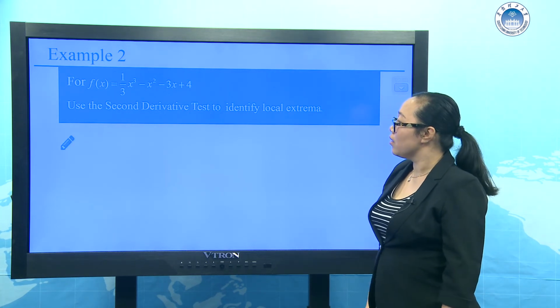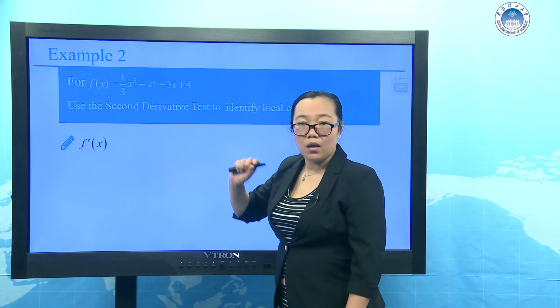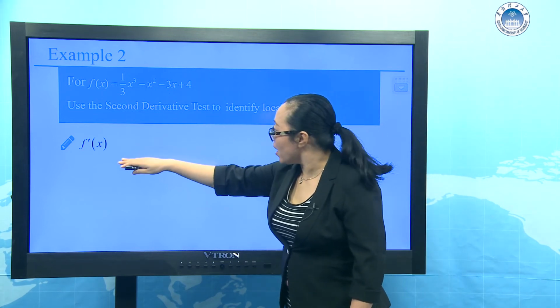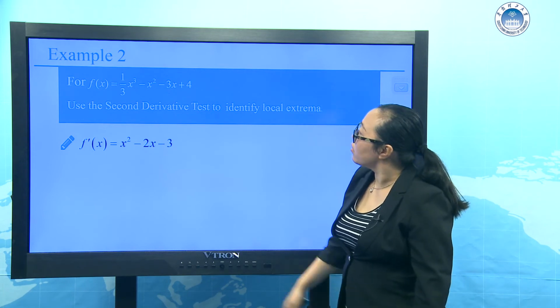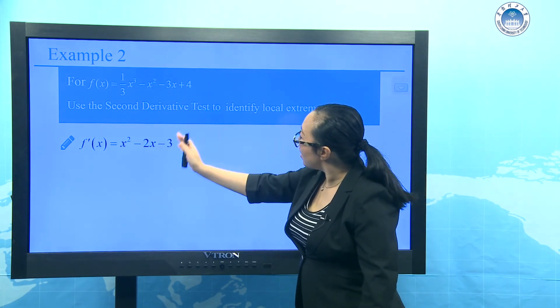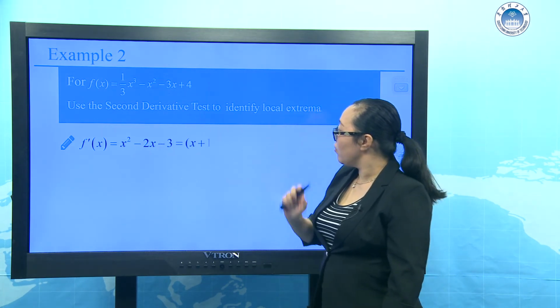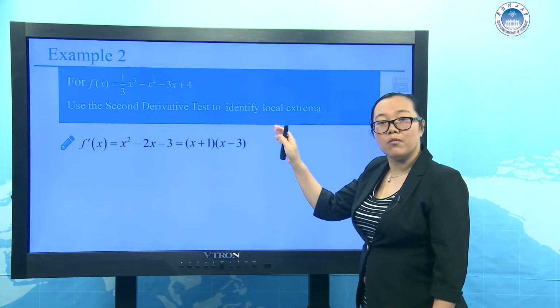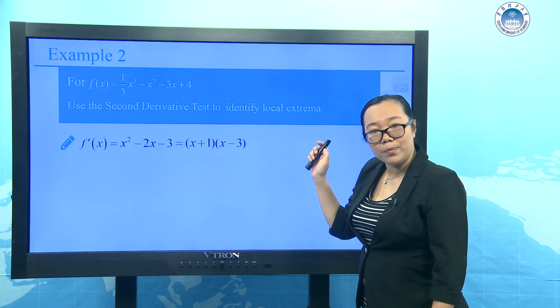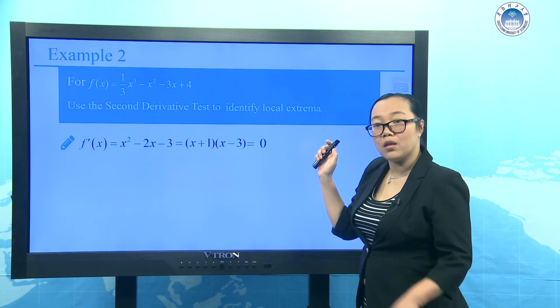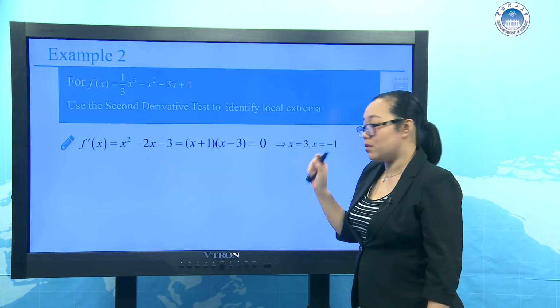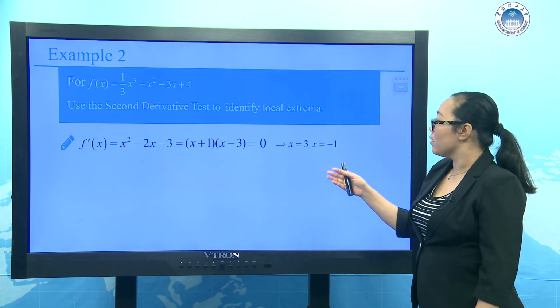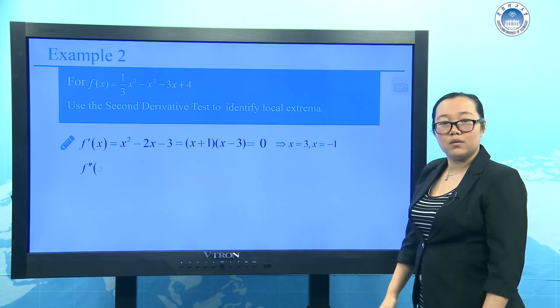So now look at f prime x. F is given. We can get f prime x equals x squared minus 2x minus 3. We can get this formula: x plus 1 times x minus 3. F prime equals 0. We can get two stationary points. One is minus 1. Another is 3.